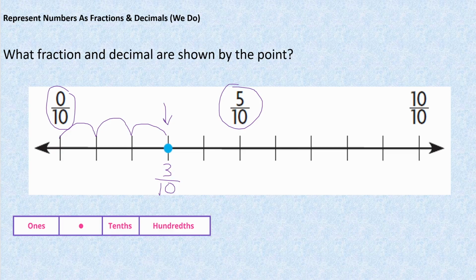Okay, now we need to write an equivalent decimal. Okay, well, this is only a fraction, so we have 0 wholes and we have 3/10. So our decimal, 3/10, is equal to 0.3, or we would say 0 and 3/10.